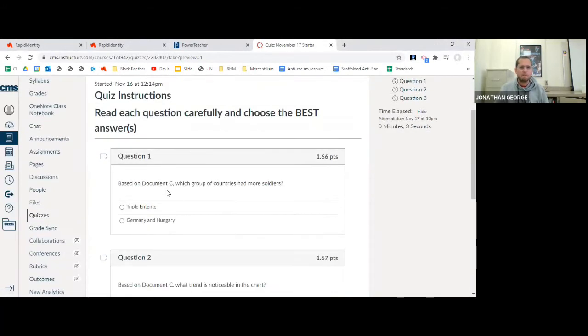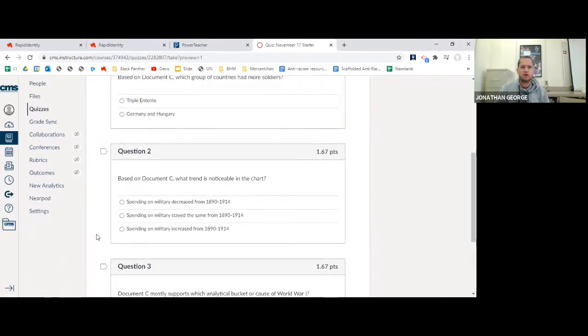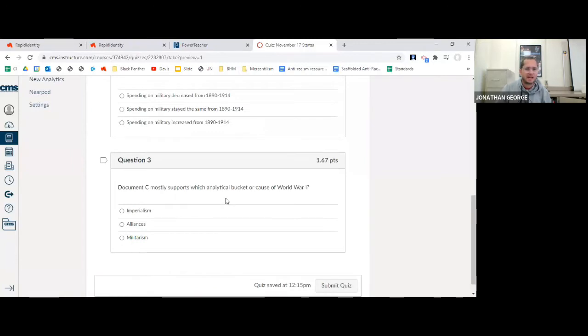So if you take a look, based on document C, which group of countries had more soldiers? Take a look at that. Question 2, based on document C, what trend is noticeable in the chart? And when we talk about a trend, we're talking about just what is kind of constant or consistent, in general what is happening. And then question 3, document C mostly supports which analytical bucket or cause of World War I? So take a look. I'll give you about 90 seconds to work on.